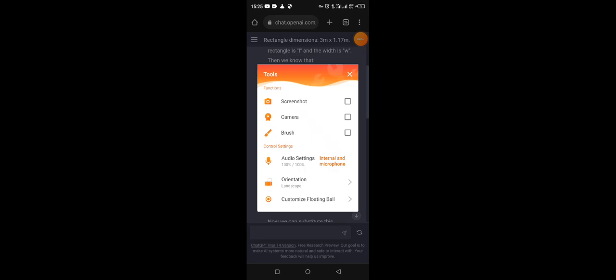As you can see, so let's assume that the length of the rectangle is L and the width is W. Then we know that the area of a rectangle is 3.5 square meters. So we have length times width equals square meters. This is the same thing which I wrote down on my piece of paper. Let me just show you, so that you know somehow I know what I'm doing. This is what I wrote on a piece of paper. So at this point now, I need help from the artificial intelligence, right?